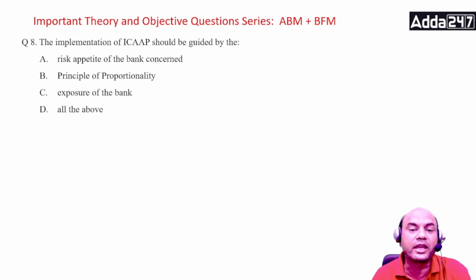The implementation of ICAAP should be guided by what? Risk appetite of the bank concerned, principle of proportionality, exposure of the bank, all of the above. So it should be with whom?